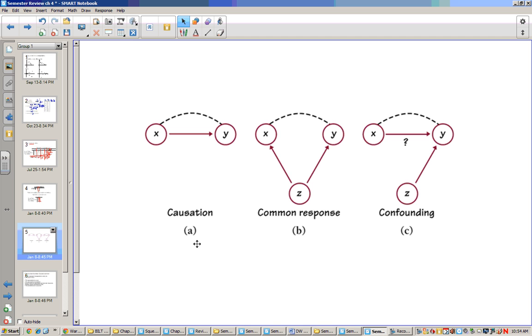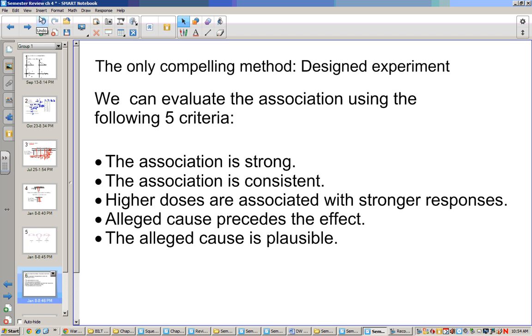Now another thing we learned is causation, common response, and confounding. Causation is one thing definitely causes the other to change. Now the way to show causation is through a well-designed experiment. That's the best way to show causation. Common response is if there's some lurking variable out here that causes x to change and it also causes y to change. Where a confounding variable is a lurking variable that only affects the y, the response variable.